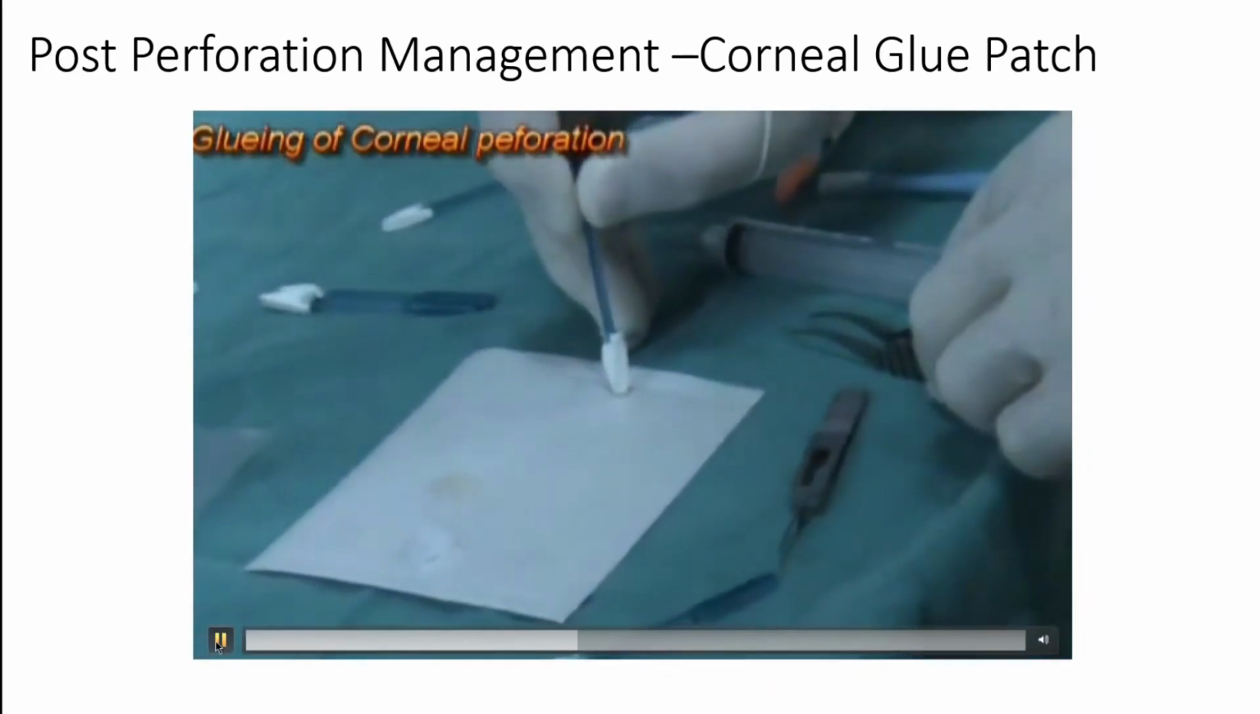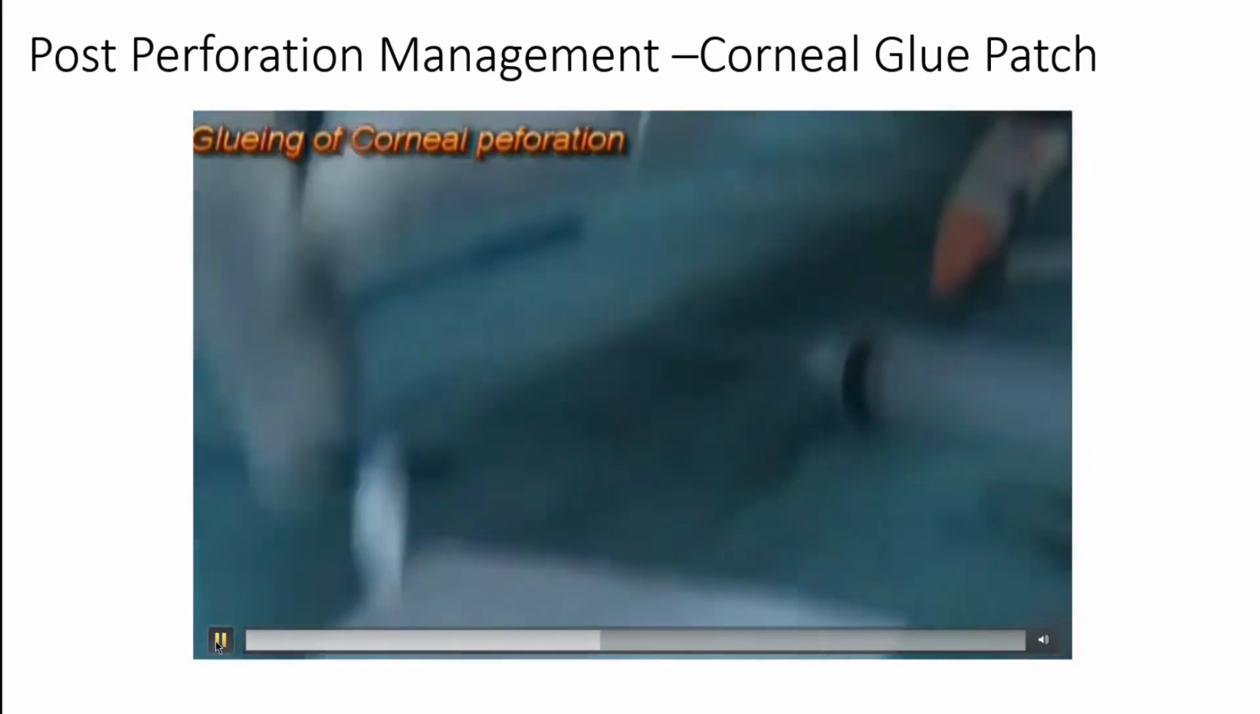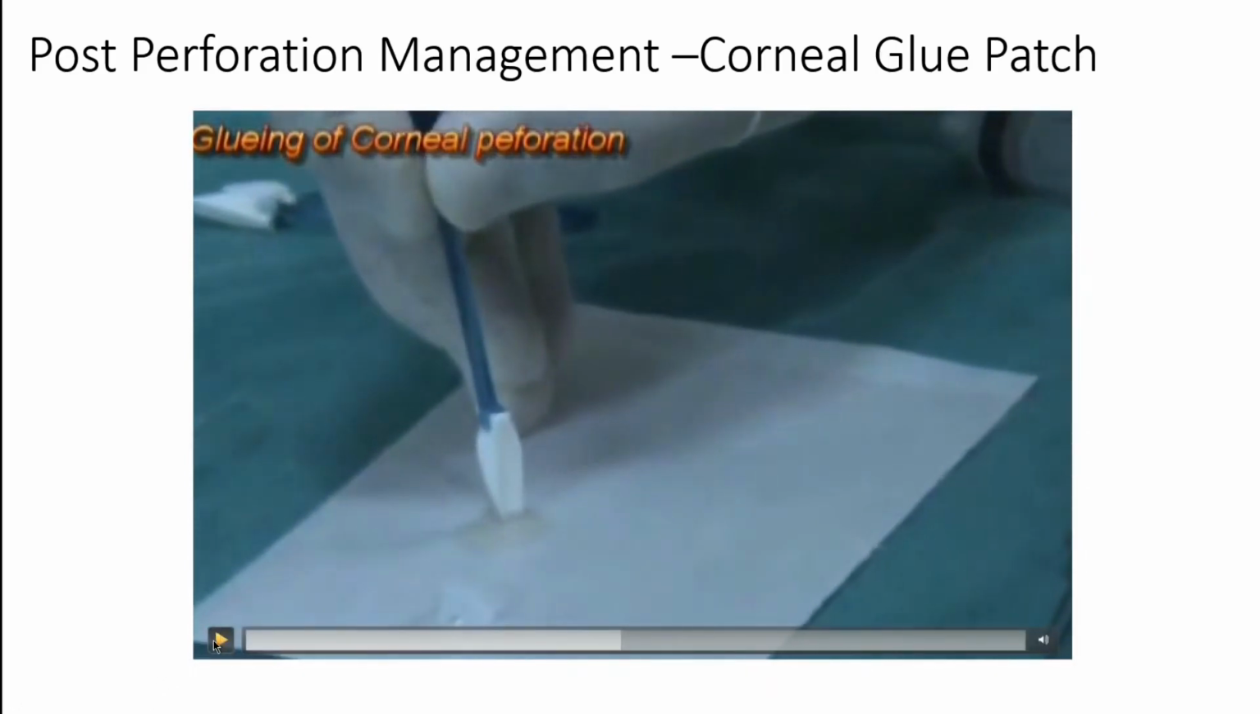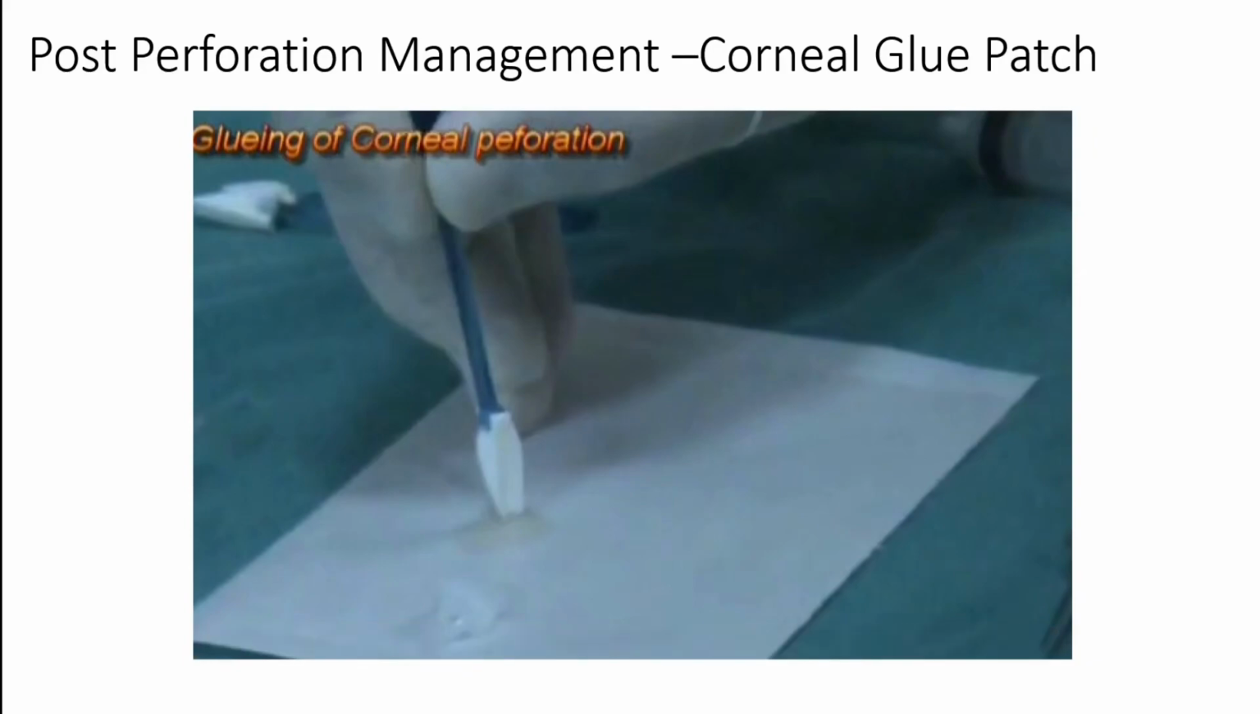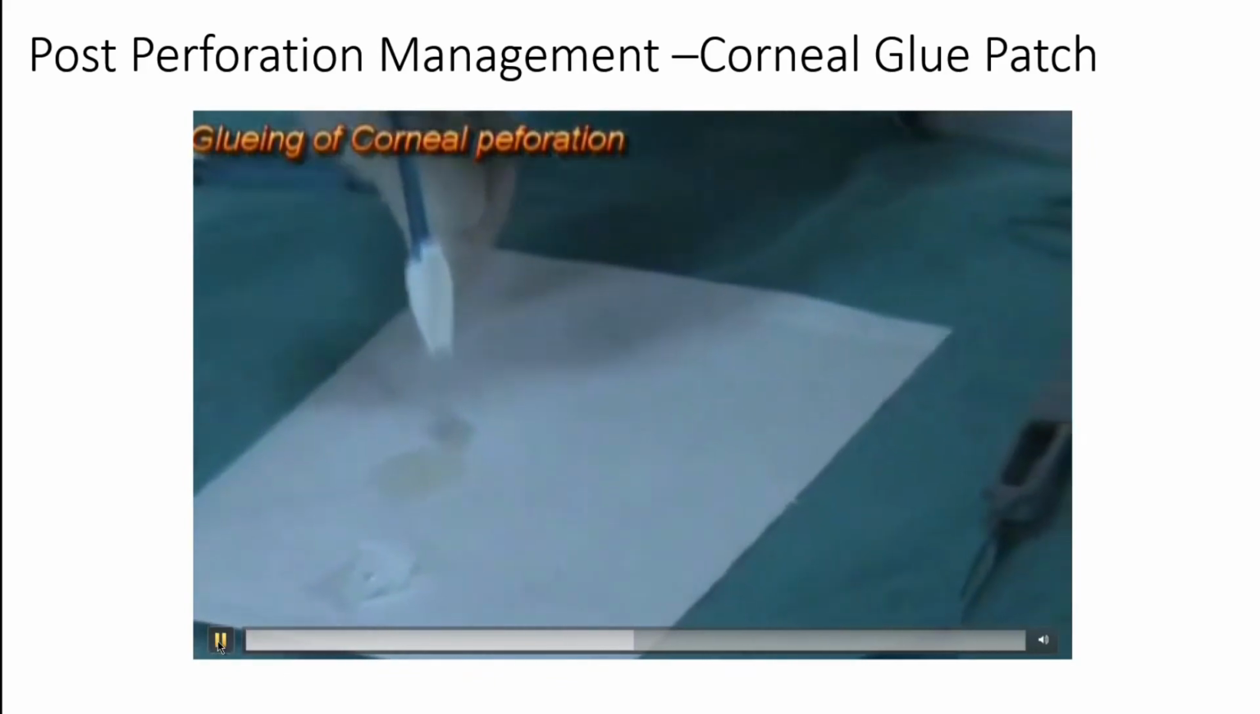Here we go. He's picking up one of the discs and putting it in the glue. Now, we talked about fibrin glue as being biocompatible, biodegradable, the preferred solution. This is not fibrin, this is actually cyanoacrylate. Cyanoacrylate is a synthetic material. It can also be used to create a glue patch.